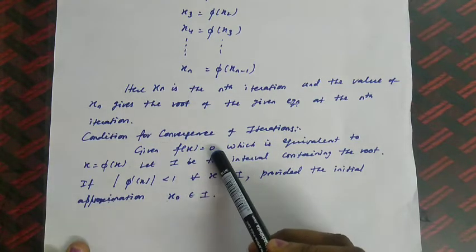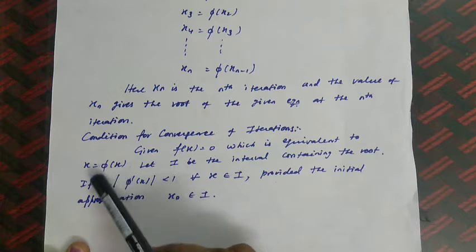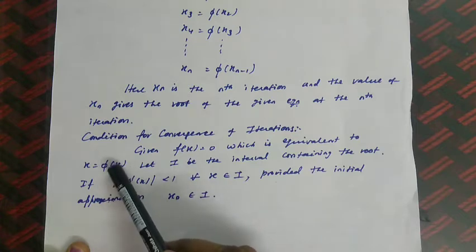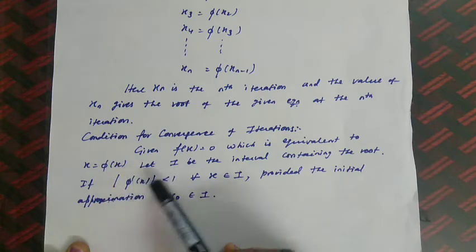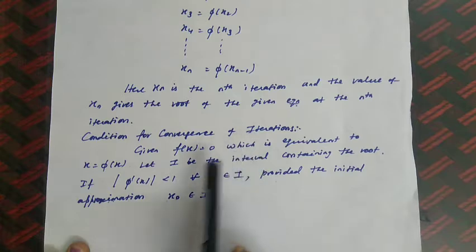Given the equation f of x is equal to 0, this equation can be rearranged in the form of x is equal to phi of x. How do you have to select the phi of x? In such a way that modulus of phi dash of x is less than 1. This condition should be satisfied. This is the condition for convergence of this iteration.